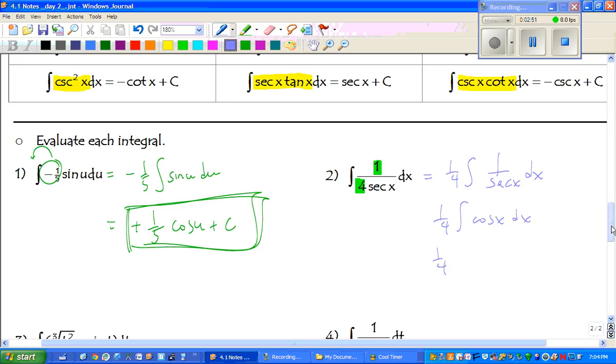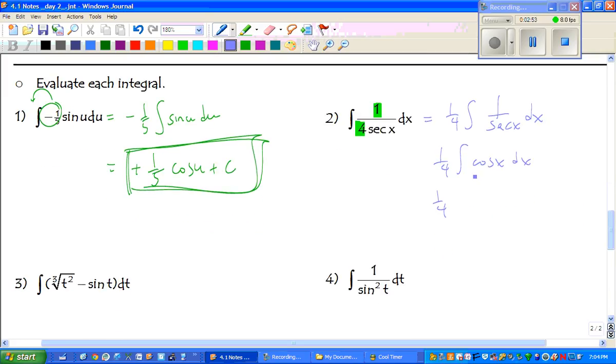So that constant still stays out in front. We need to figure out what's the antiderivative of cosine. So in other words, the derivative of what function comes out to be cosine. So derivative of sine is cosine, so the antiderivative of cosine is sine. So we get 1/4 sine of x plus c.